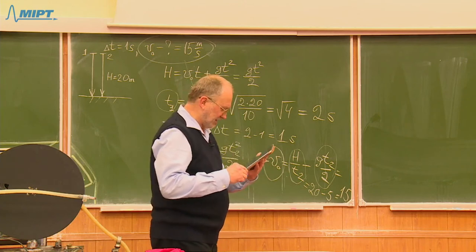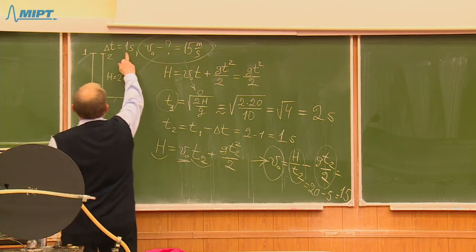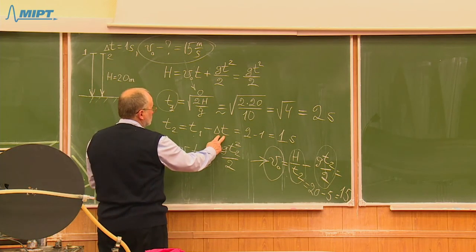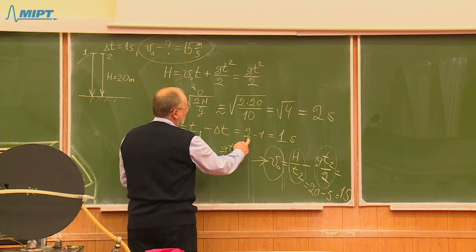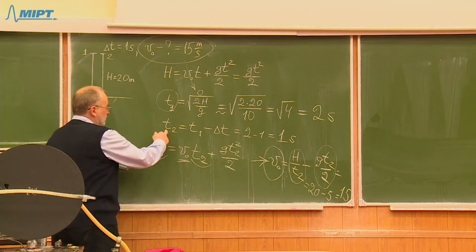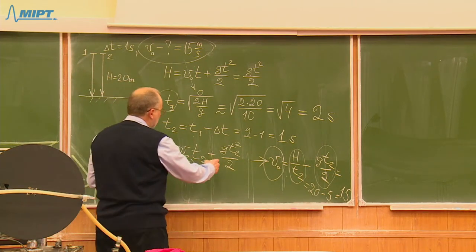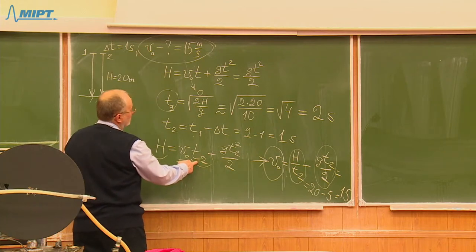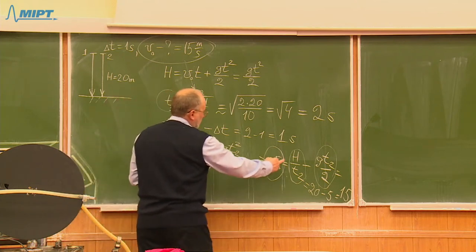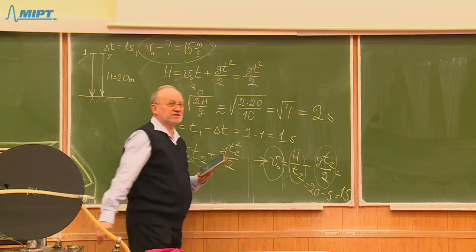Also, it has another question: is it possible that delta t equals 2 seconds? Well, if delta t is 2 seconds, then here we will have 2 minus 2, 0. Only 0, 0 time is left for the motion of the second stone. Can we divide by 0 in this formula? T2 will be 0. No. Can we divide by 0? No. If we divide by 0, we will obtain infinite velocity.